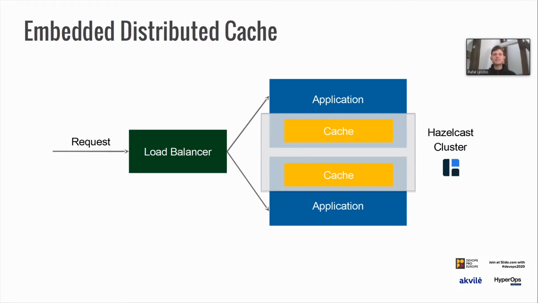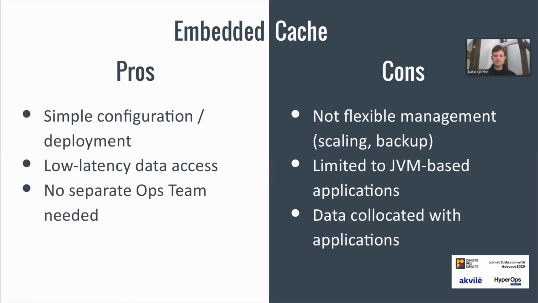So that's about embedded cache. Now, as a short summary, let's look at pros and cons of embedded cache in general. From the good sides, the configuration was super simple. We had a very low latency data access because you cannot actually do anything better than having the cache inside your application. As you've seen, there is no ops effort needed or ops team needed because it goes together with your application.